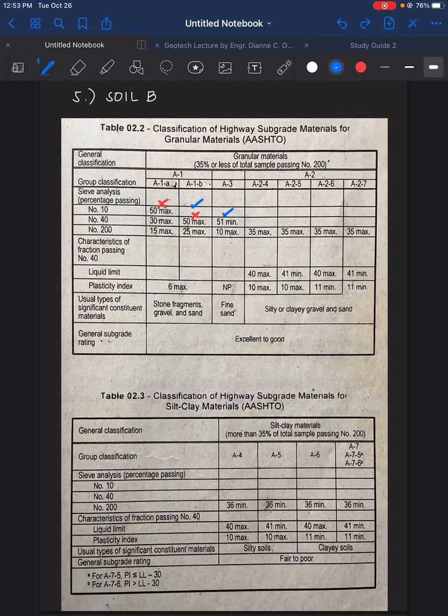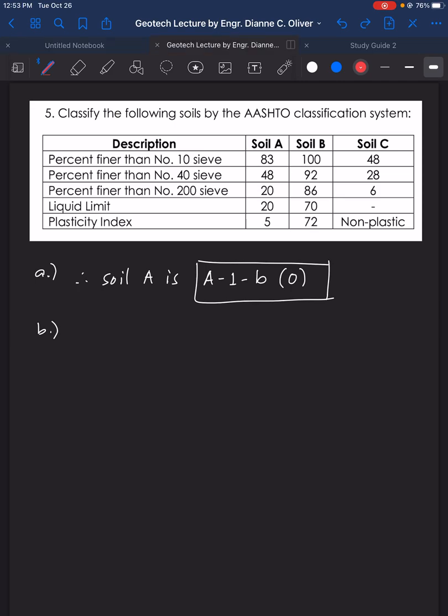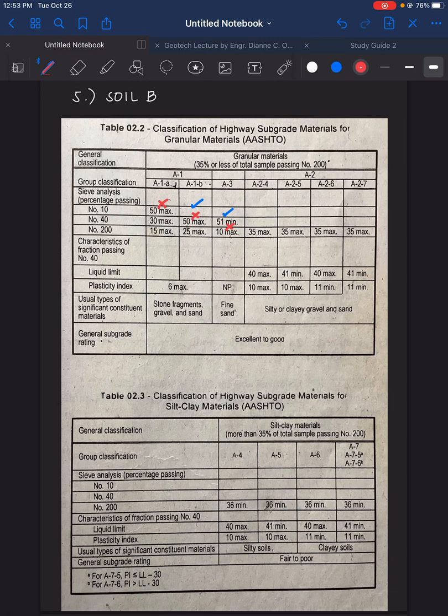So, is 10 max satisfying that? No. Okay? So, 10 max meaning the maximum is 10. And it says there, percent passing for number 200 is 86. So, it's wrong. How about 35 max? No. 35 max.